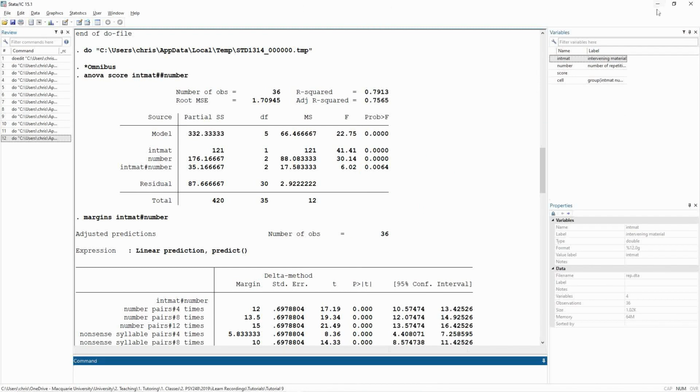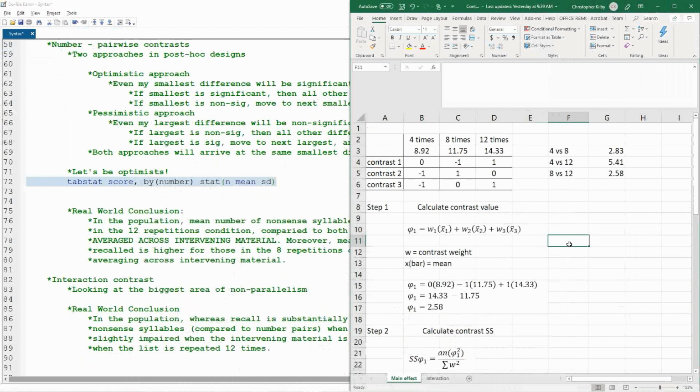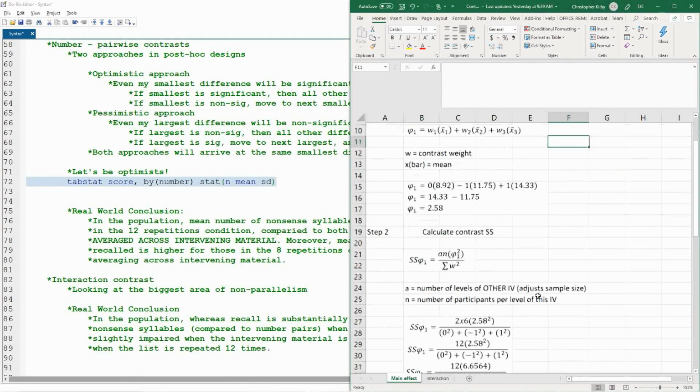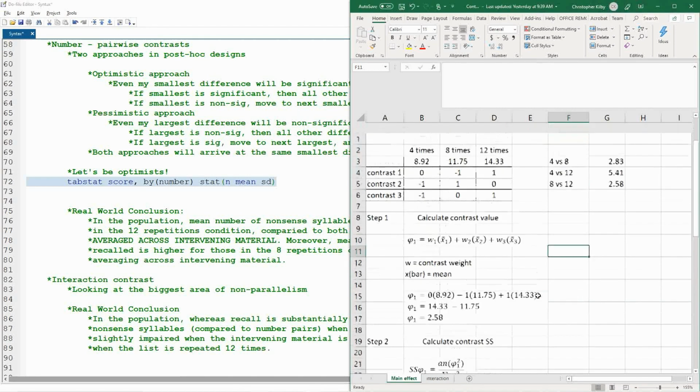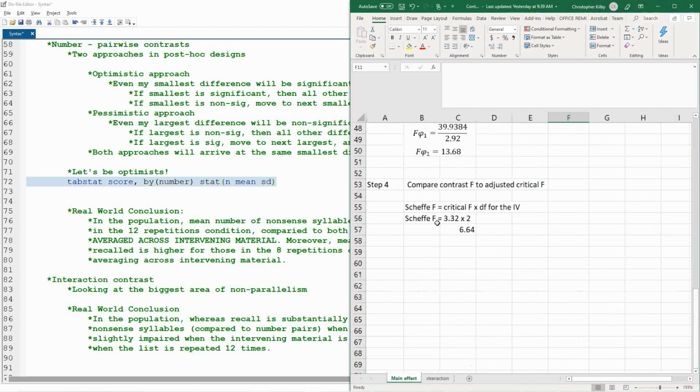Okay, so that's kind of interesting. And we can conclude on that exactly the same way as before. Only now when we say we have an F on 0.05 and on so many degrees of freedom, we would also say when compared to a critical Scheffé F of 6.64. So we're no longer citing p-values, we're going to compare our obtained F to the critical F in our conclusion. Otherwise, it's exactly the same.